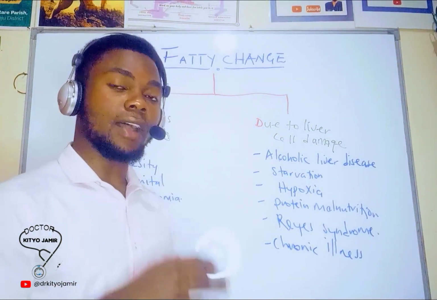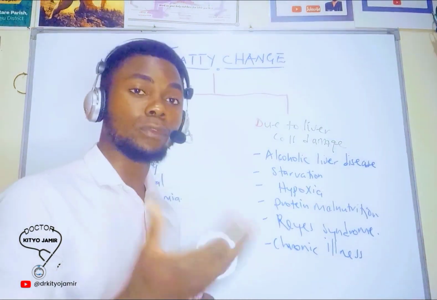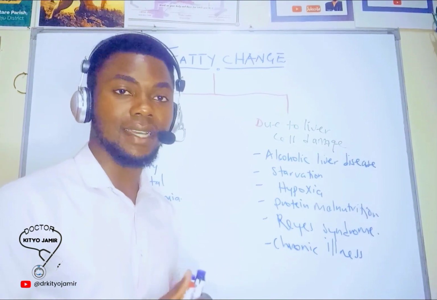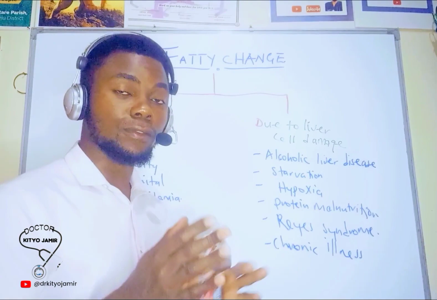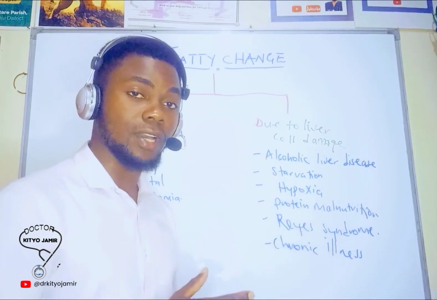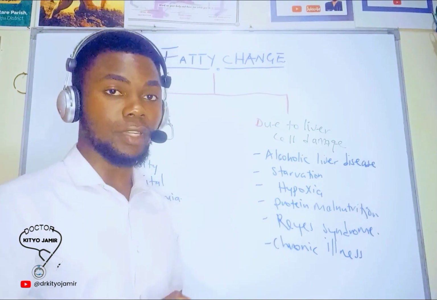And the second way this can affect is that the excess glucose is going to favor the growth of microbes, the bacteria. And these bacteria are going to produce toxins, which are going to lead to cell injury. And once we have cell injury, we are going to have impaired metabolism of fats, leading to fatty accumulation.